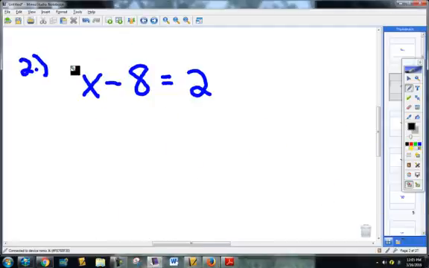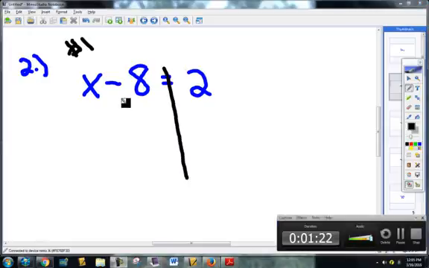Okay, this right here, guys, is going to be learning target number 1, solving one-step equations. The first step is to obviously draw your line, right, everybody? Yes. Then we ask what is happening to the variable. Okay, what is happening to the variable? It's being subtracted by 8, or you could say 8 is being taken from it.